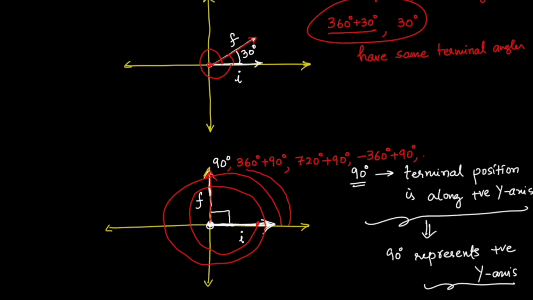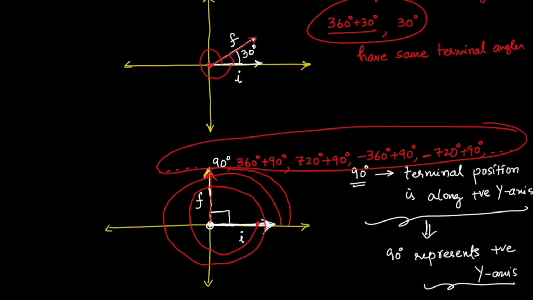From there, anti-clockwise plus 90. Then also we'll reach positive direction of y-axis. So minus 720 degrees plus 90 degrees. Okay, it seems that there are infinite angles for which I get positive direction of y-axis as terminal position. That means all these angles, whatever we have written, are co-terminal angles.